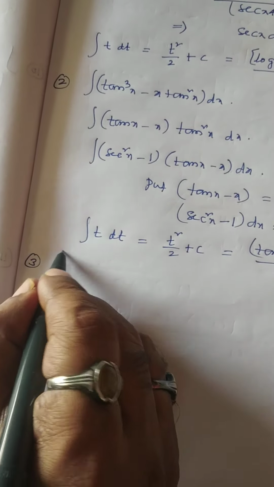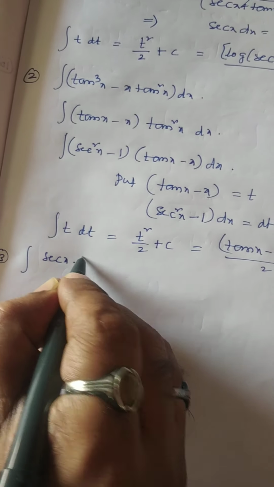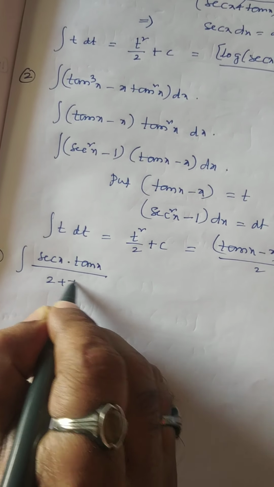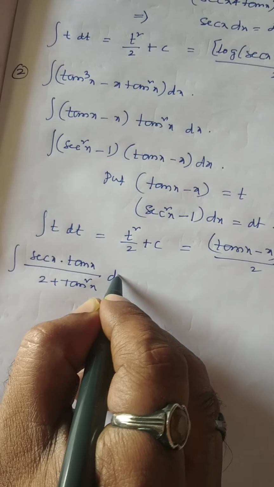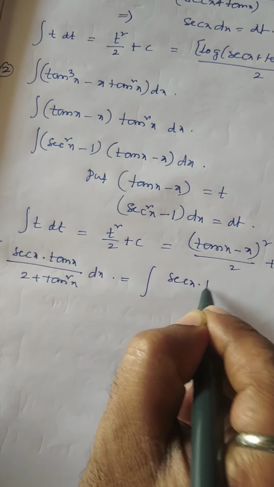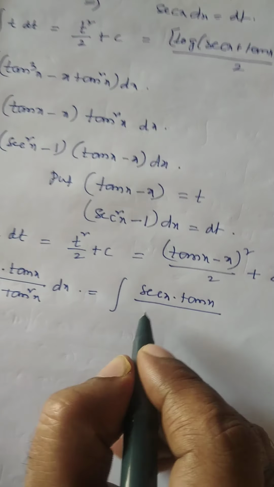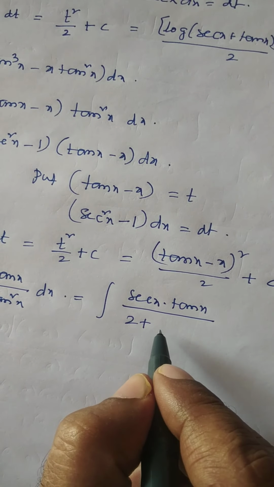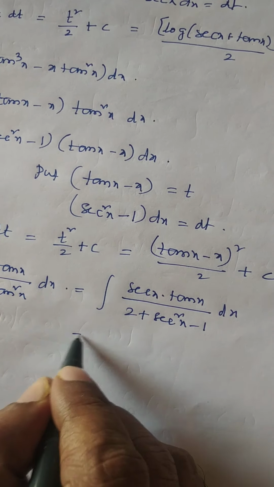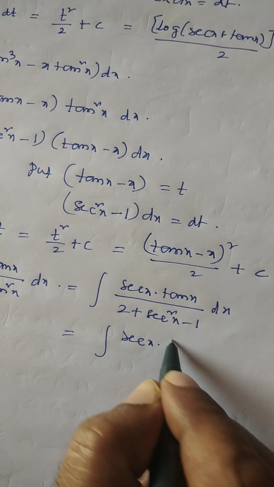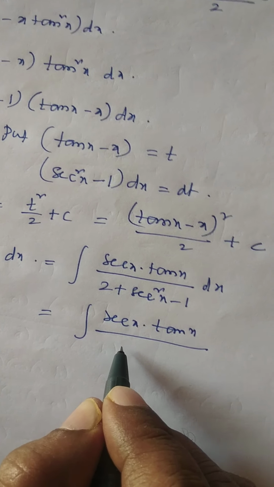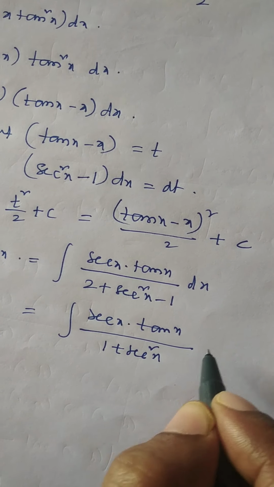Okay. One more problem next. Integration of secant x into tan x by 2 plus tan square x dx. So first we change it: integration of secant x into tan x as it is by 2 plus tan square x, which is nothing but what? Secant square x minus 1 dx. So what you are getting? Secant x into tan x by 1 plus secant square x, we are getting dx.